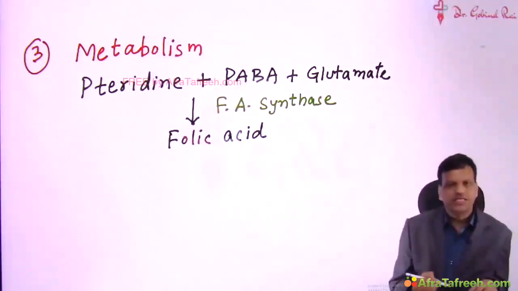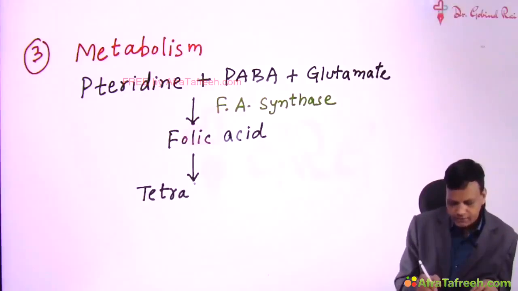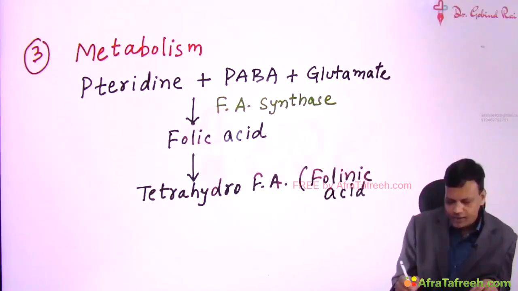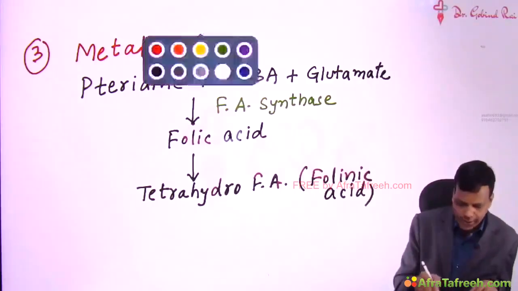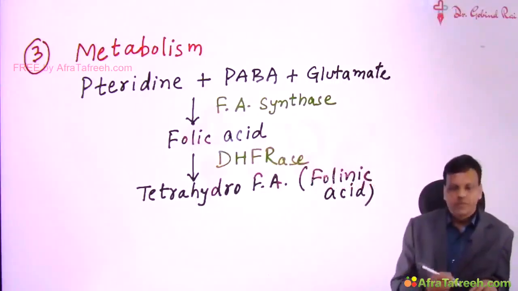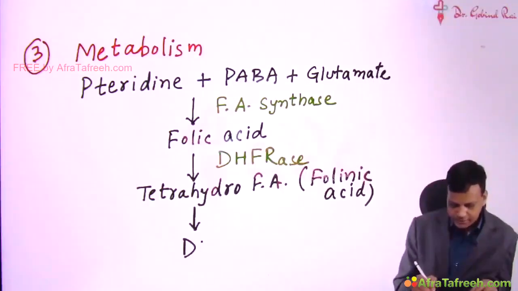But dihydrofolic acid is inactive. Its active metabolite is tetrahydrofolic acid. Tetrahydrofolic acid is also called folinic acid. So folic acid is converted to folinic acid. Dihydrofolic acid is converted to tetrahydrofolic acid, and the enzyme involved is dihydrofolic acid reductase. Tetrahydrofolic acid is the active component, which helps in formation of DNA.